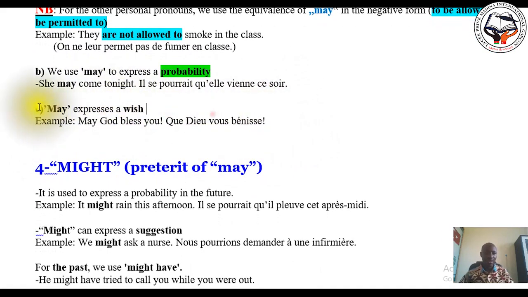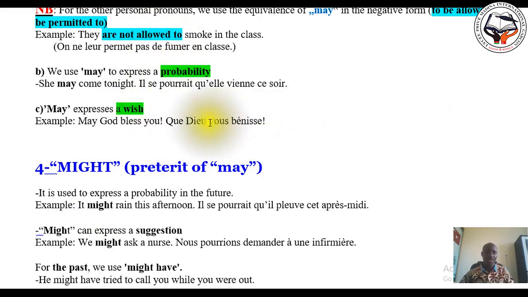May can express a wish. We can use may to express a wish. Example: may God bless you. Que Dieu vous bénisse. May God bless all of us, you and I.